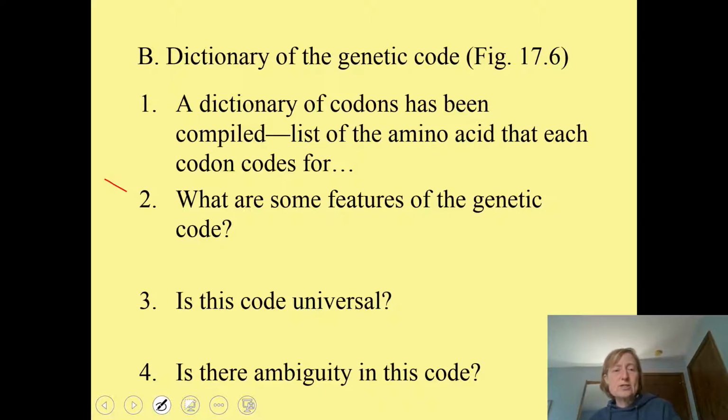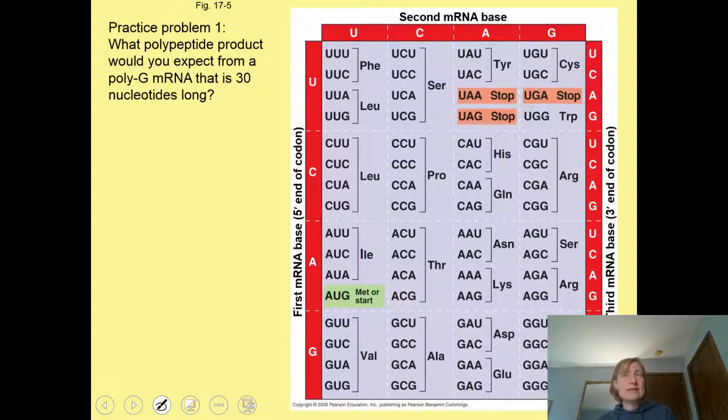So we're going to take a look at these questions. What are some features of the genetic code? Is this code universal? Is there ambiguity in the code? So here's a picture of the genetic code, if you will. This is our dictionary that tells us what each triplet nucleotide sequence in RNA, which amino acid it codes for.